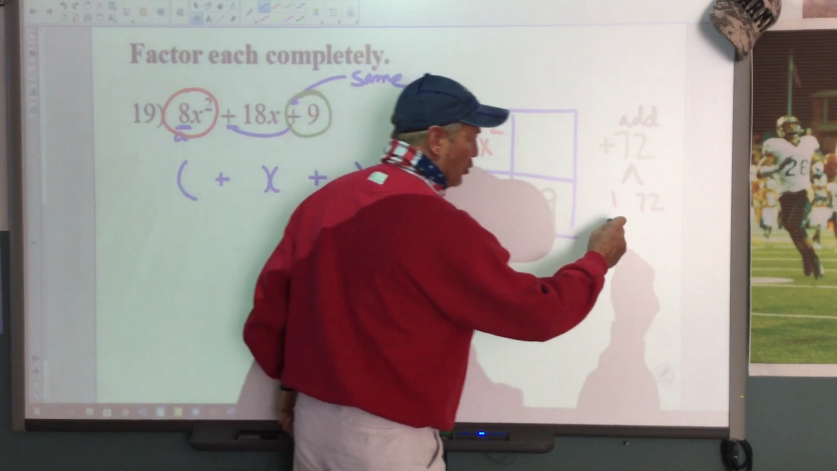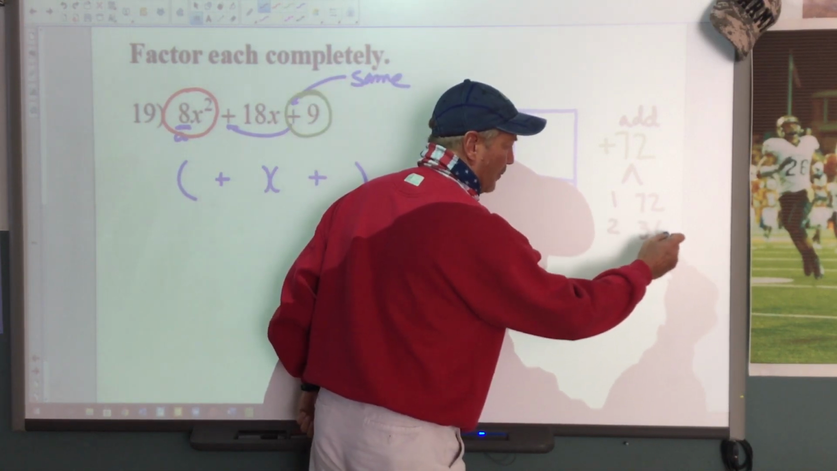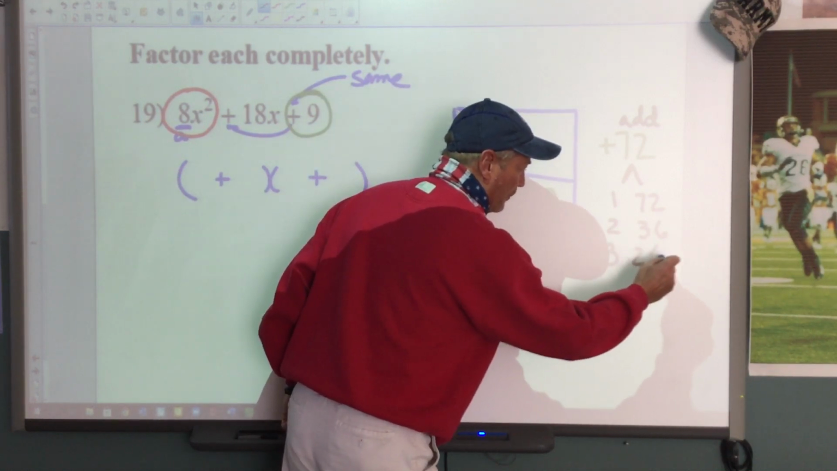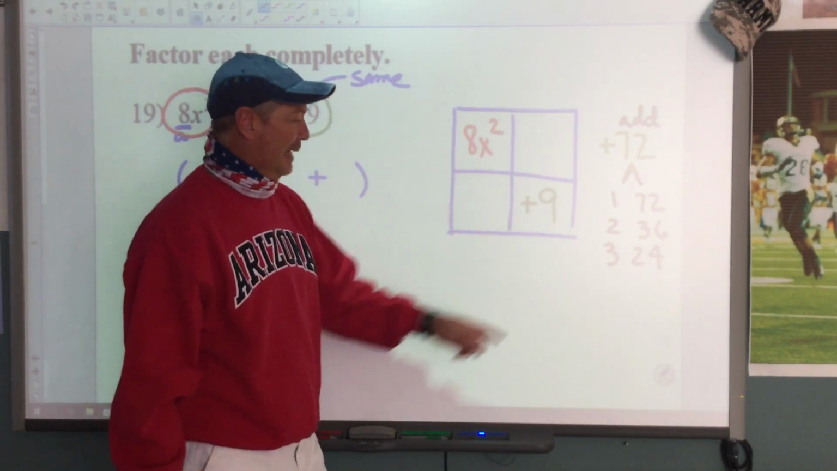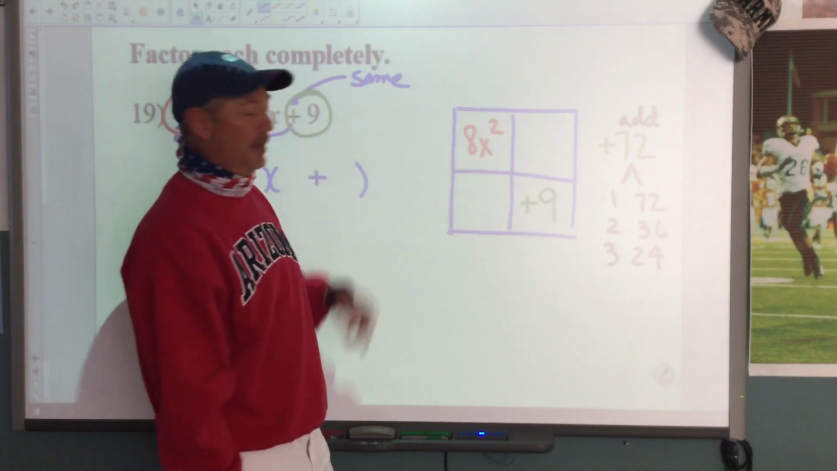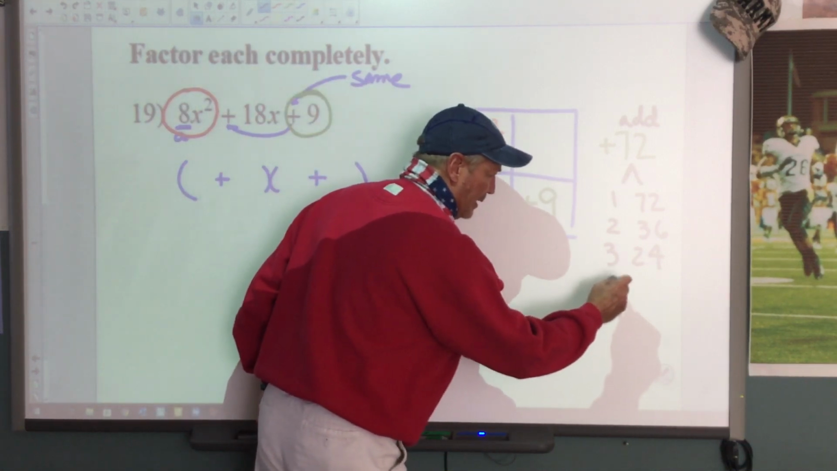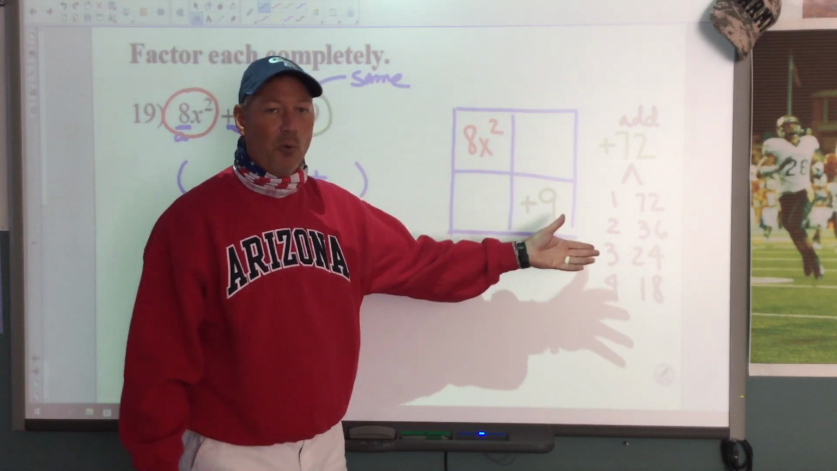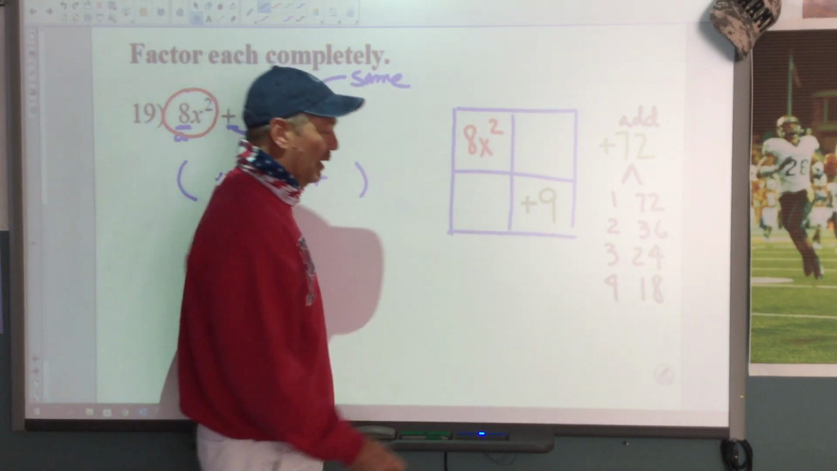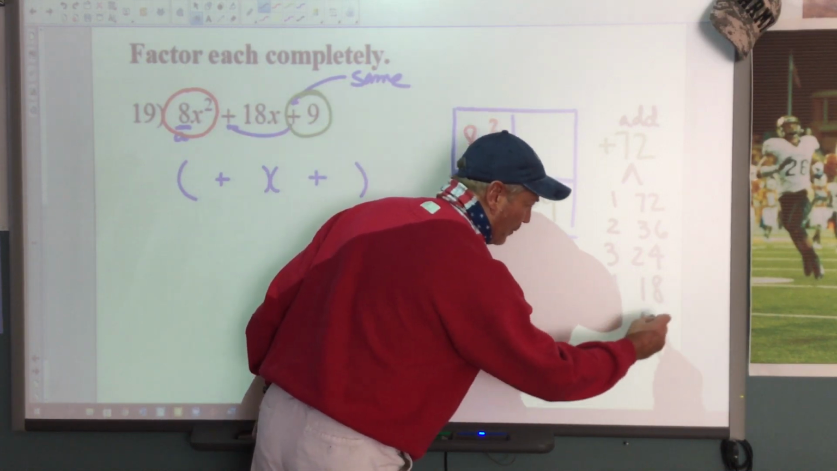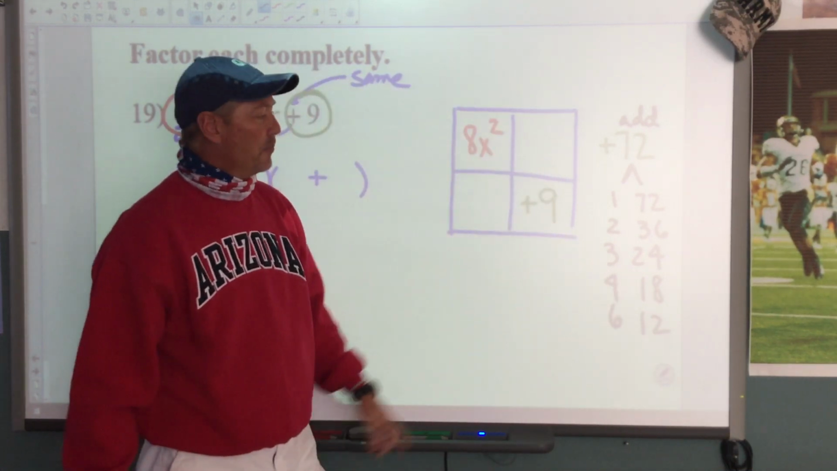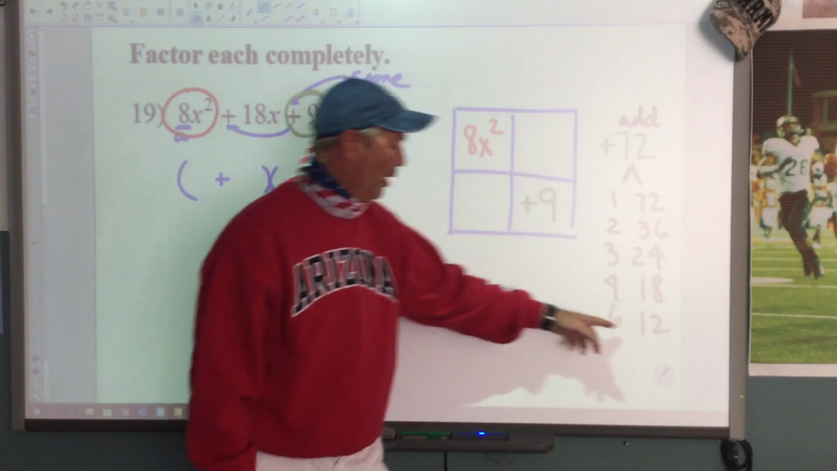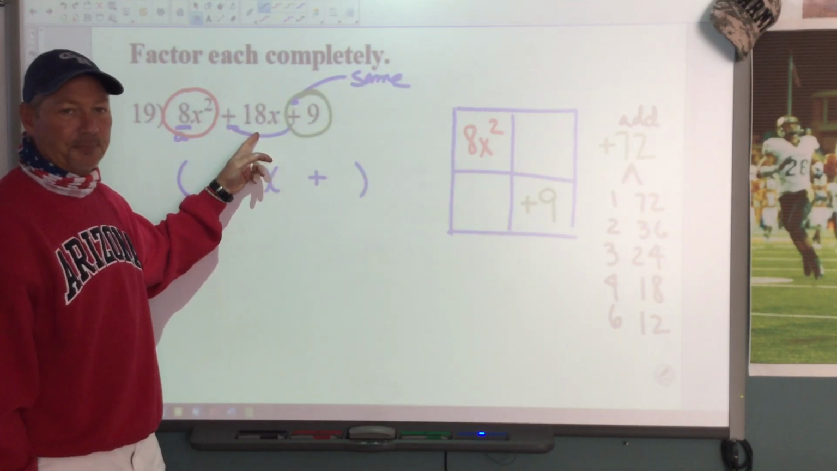But we have 2 times 36. No. 3 times 24. No. That's 27. I need to get to 18. I have 4 times 18. No. 5 does not work. 5 will not go evenly. 6 times 12. Yes. 6 times 12 is 72. 6 plus 12 is 18.